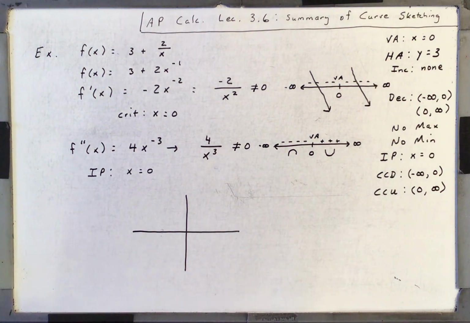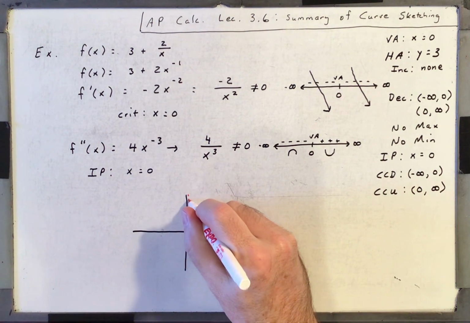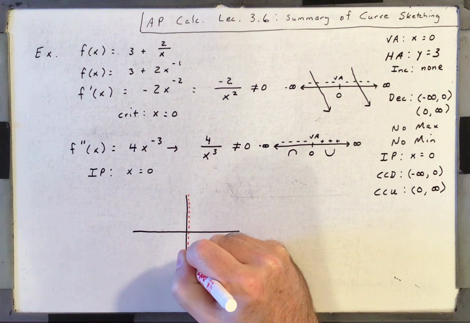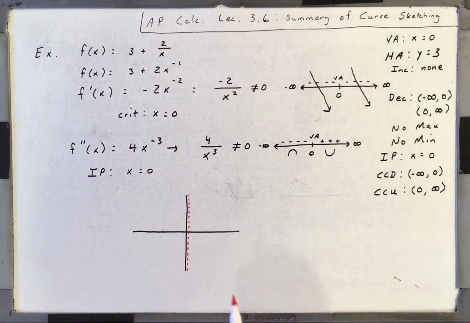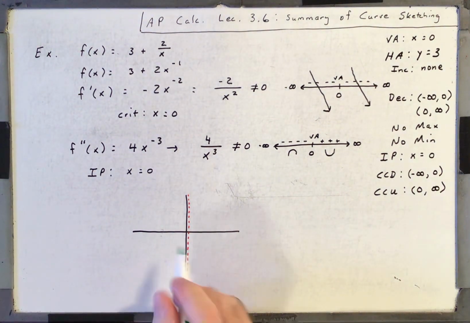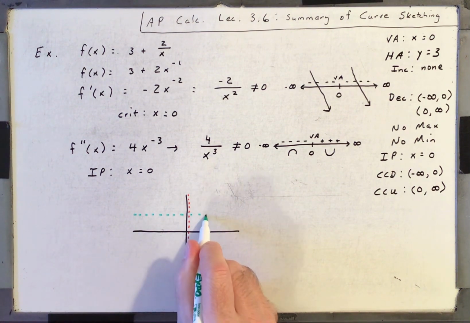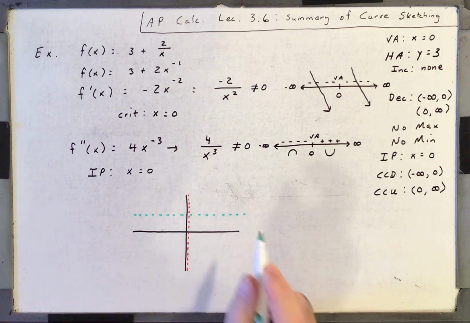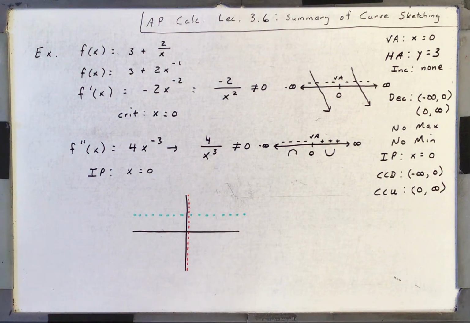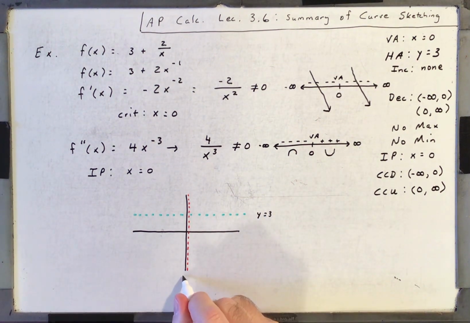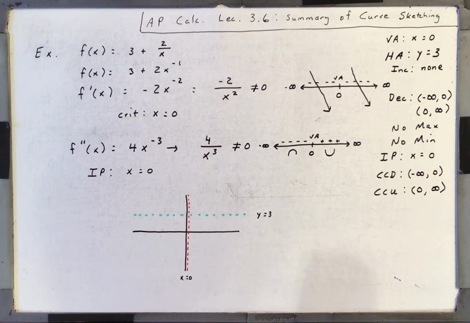So we've got a vertical asymptote, and I'm going to put these in red, vertical asymptote right along the y-axis at x equals 0. So I just put it right next to it. We have a horizontal asymptote. Now let me use a different color. We'll do green at y equals 3. I hope that's coming through on the video. So that is y equals 3 and x equals 0.